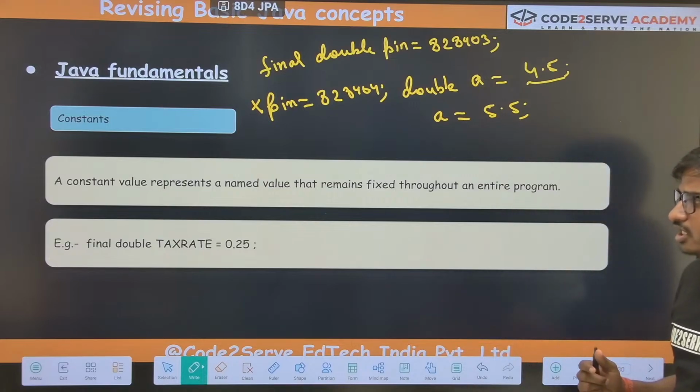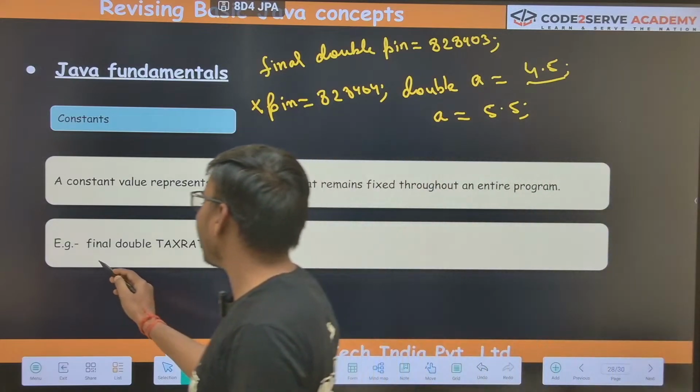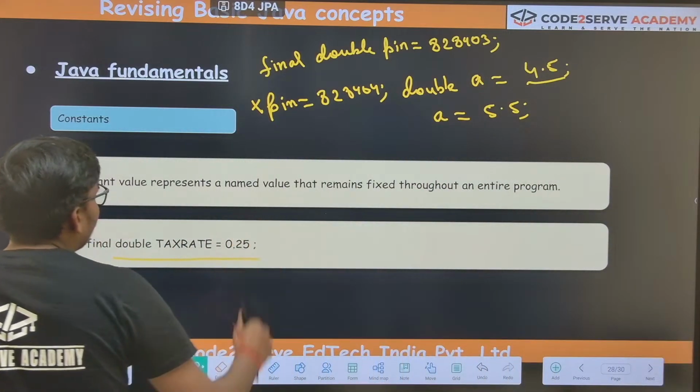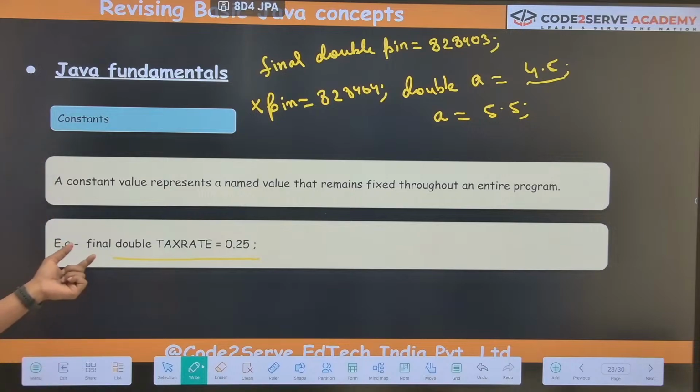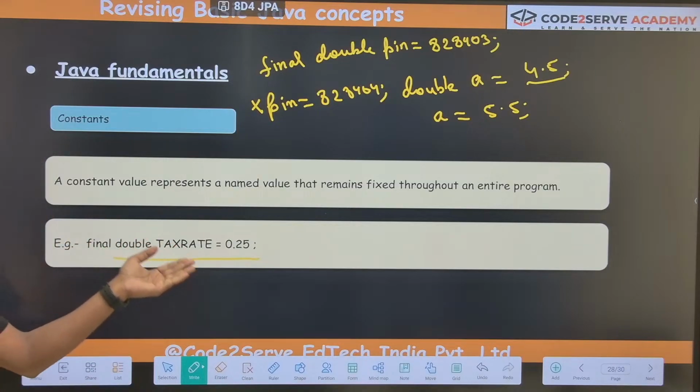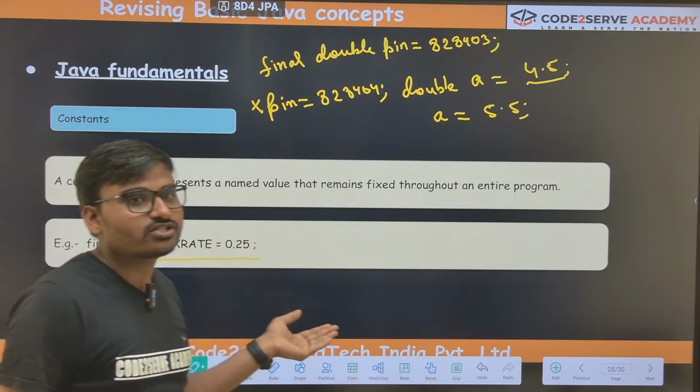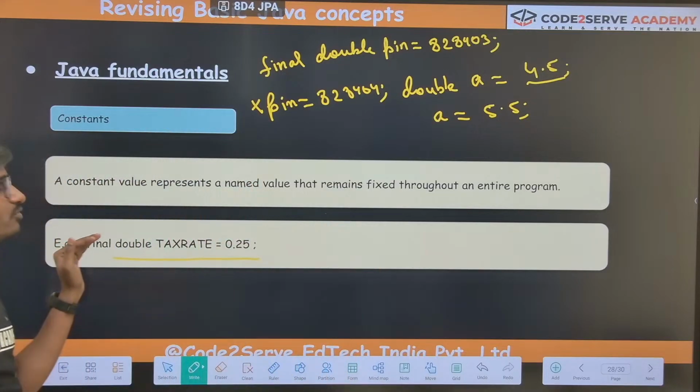Here I've already written final double tax rate is 0.25. This value later on in the program you cannot change. This is a fixed value, so it becomes a constant. Here we write it this way.